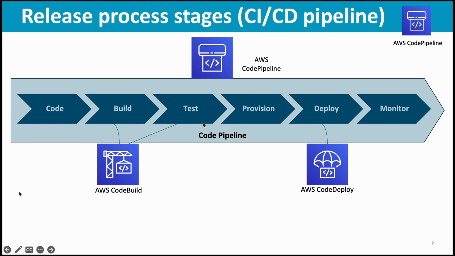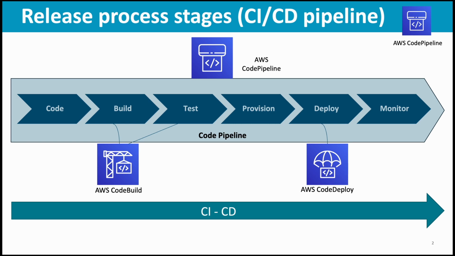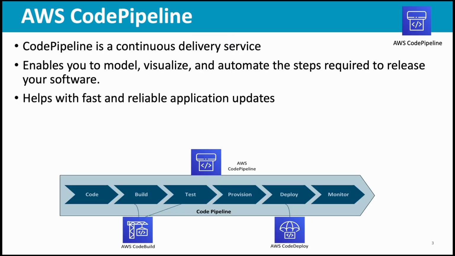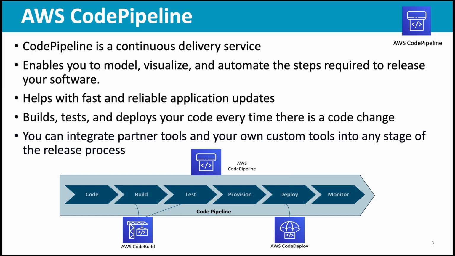So it is something like a Jenkins tool which some of you may have used. CodePipeline implements the continuous delivery service, and it helps with fast and reliable application updates. Of course, if you can enable continuous delivery, you can have fast and reliable application updates. And it can coordinate the building, testing, and deployment of your code. Every time there is a code change, it can automatically trigger the SDLC process cycle. And you can integrate partner tools and your own custom tools into any stage of the release process.